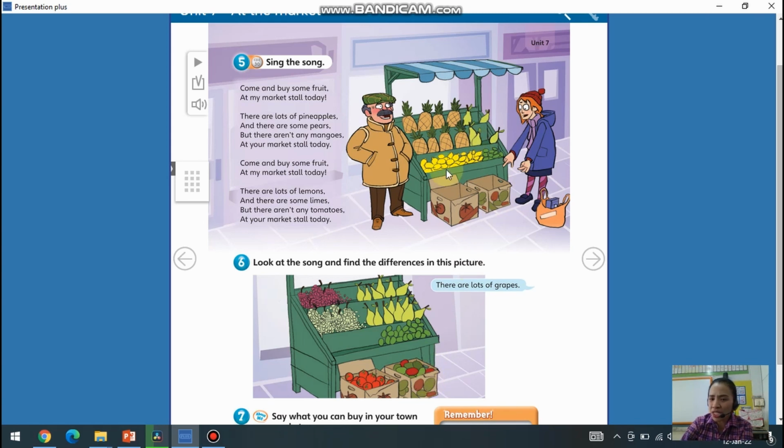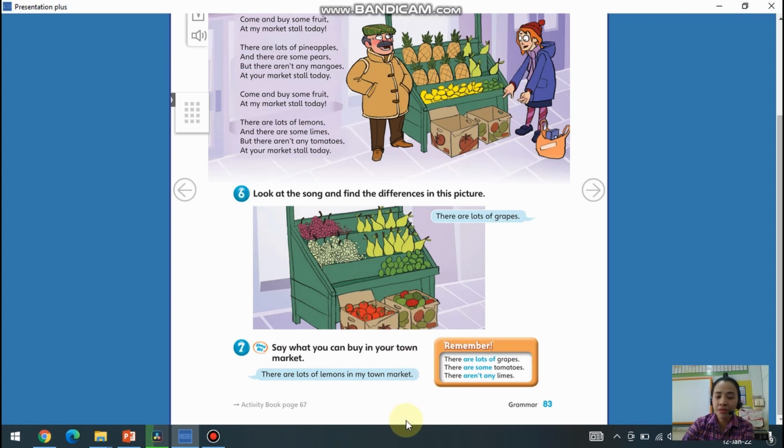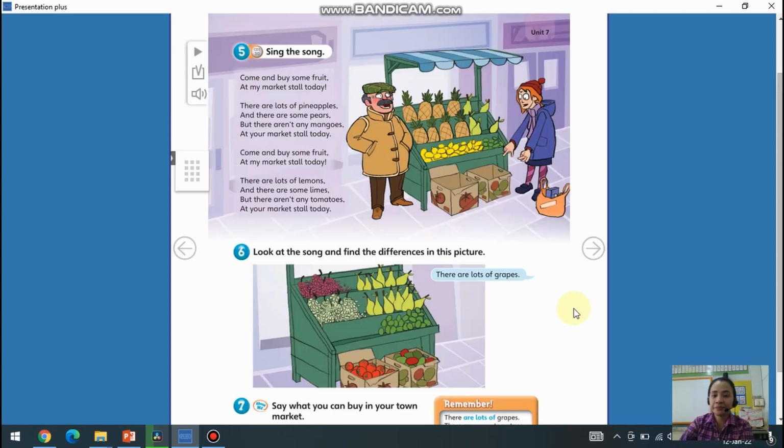Okay? So by looking at the picture, you can make a sentence. You can make not only a sentence, but sentences. Okay, so remember, we can use there are lots of, there are some, there aren't any. When you say there aren't any, you cannot see anything. There is no mangoes, there is no tomatoes, like that. Okay, so remember those three things. There are lots of, there are some, there aren't any.